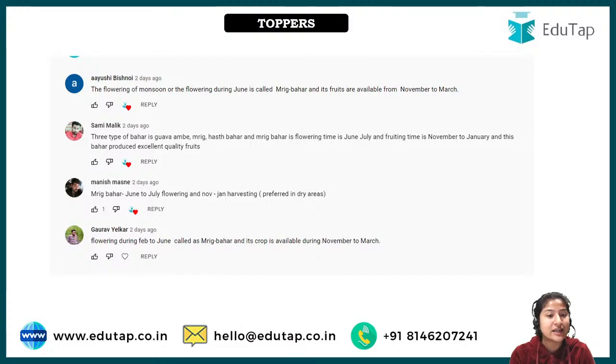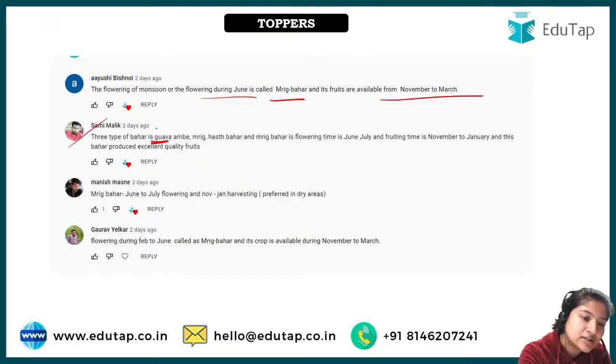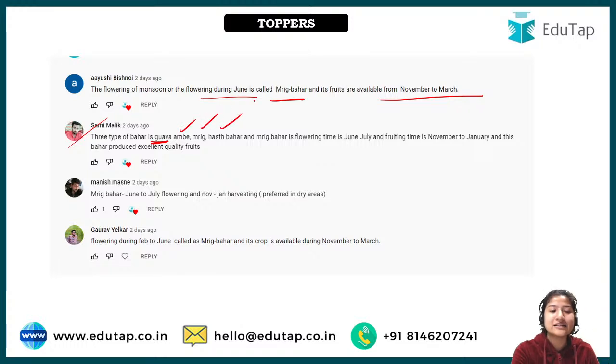Here Ayushi said the correct answer, that flowering during June is called Mrig Bahar. I asked you about Mrig Bahar, right? And fruits are available from November to March. Then Sami also said the correct answer, but keep in mind that the 3 categories he mentioned, Ambe, Mrig and Hast Bahar, are not just for guava. Guava is one example of these. In the Maharashtra region and the region around it, there is no extreme winter season, so we have categorized the flowering seasons into 3 categories, Mrig, Ambe and Hasta, depending on when the season actually is, for better understanding of the flowering.